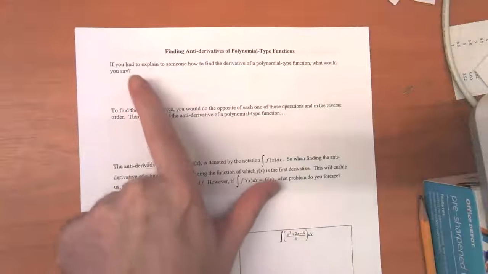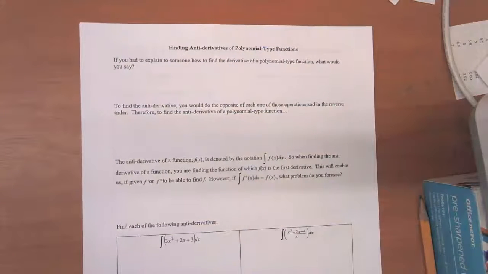So the first question here is, if you had to explain to someone how to find the derivative of a real polynomial, what would you say? How would you find the derivative? Like if I asked you to find the derivative of 4x cubed plus 3x squared minus 7x plus 4, what would the steps be for that? Pause the video, write that out in your own words.